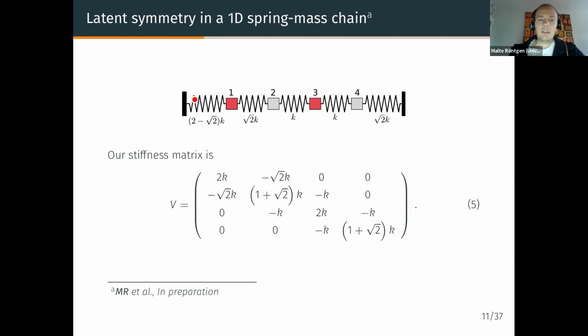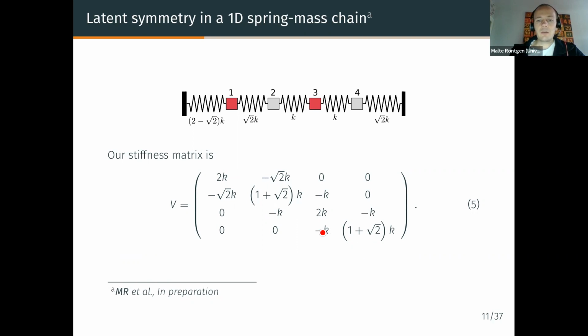So what I have done here above is, again, a 4-mass system. But now if you note the difference, the spring constants are a little different. And indeed, they are really fine-tuned such that we will have latent symmetry. And how exactly we get to it, I will explain now. So if we play the same game, deriving the equations for the stiffness matrix, we can write it down. It looks like this.